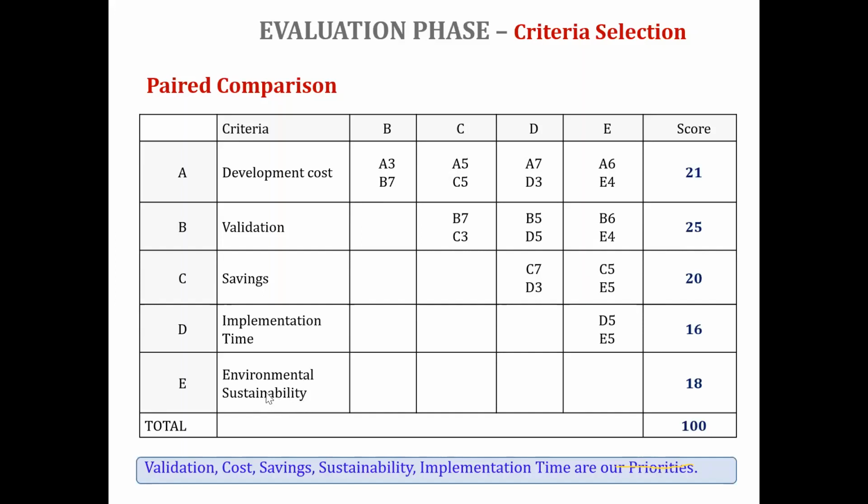And last one is the category called E. E is 18. How is it 18? E5 plus E5, E10, E14, 14 plus 4, 18. Okay, so like this, you need to complete this matrix, this value, which is having the highest score.